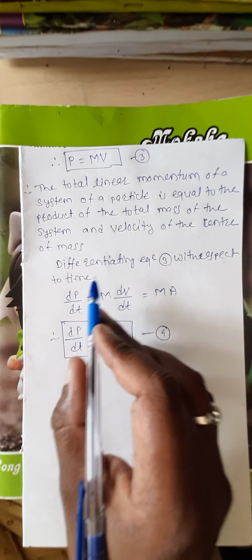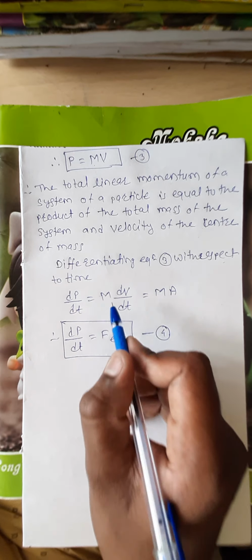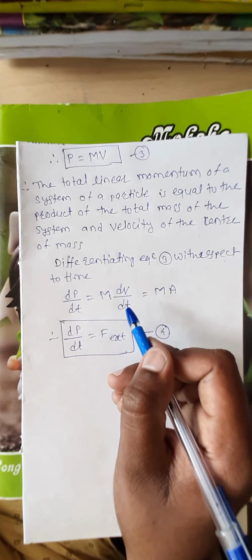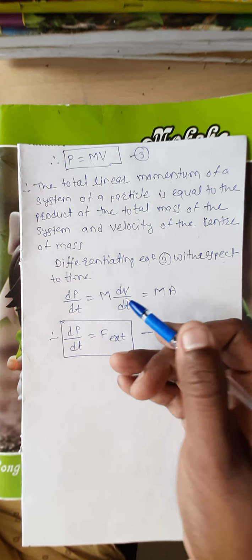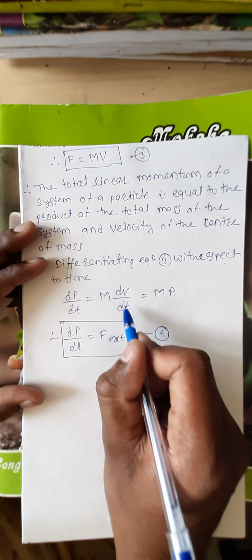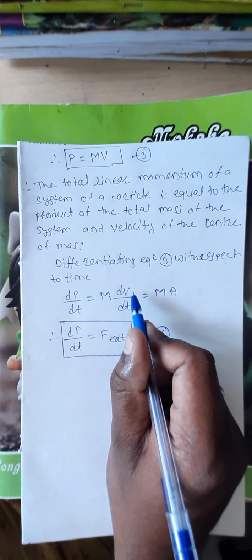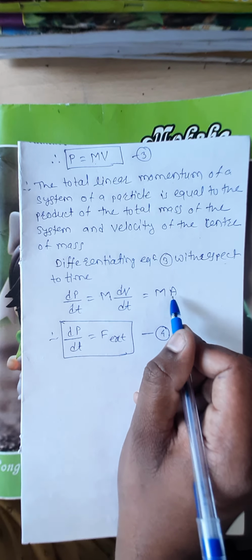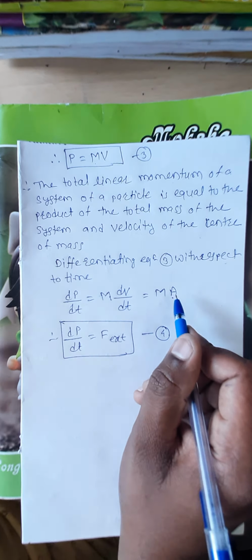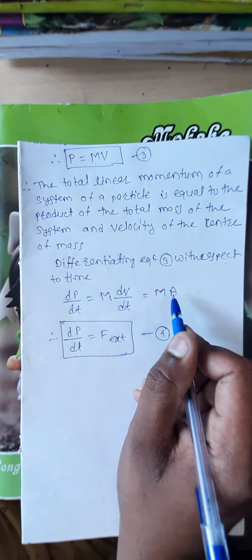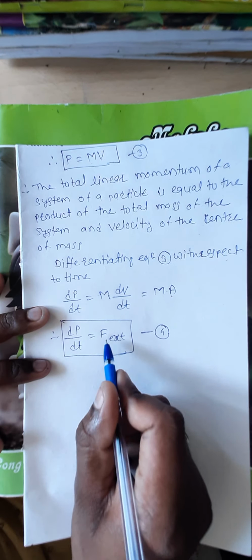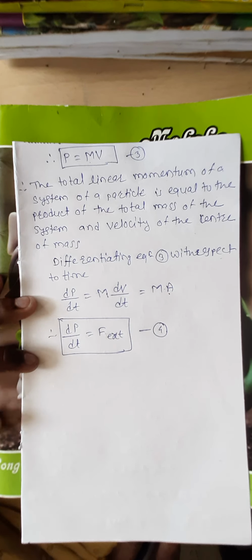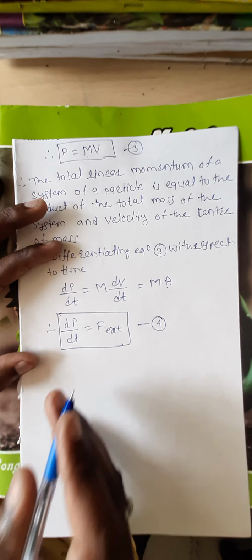Differentiating equation 3, dp by dt is equal to m into dv by dt, since m is a constant. Here v is the velocity of the center of mass, so dv by dt is the acceleration of the center of mass. The product of the total mass of the system and the acceleration of the center of mass is the external force acting on the body. Therefore dp by dt is equal to the total external force acting on the system.